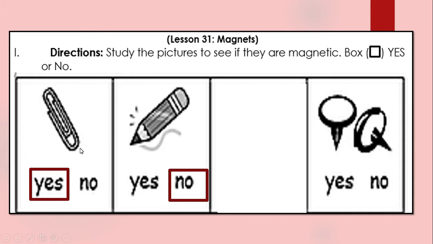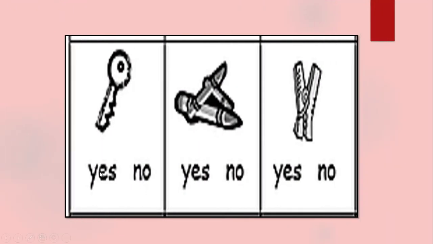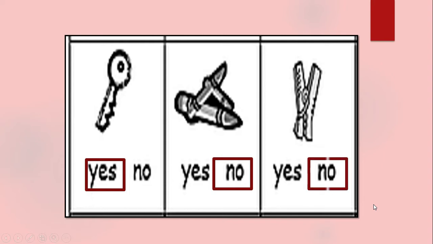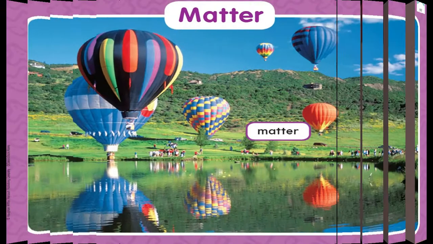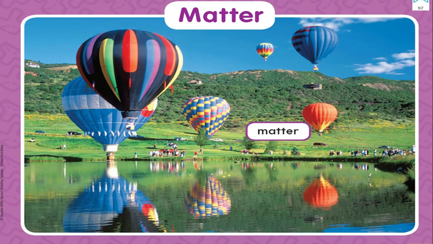It's non-magnetic. How about push pins? Yes, it is magnetic. How about the key? Yes, it is magnetic. How about the crayons? It is not magnetic. How about the peg? It is not magnetic. Now let's proceed to our next lesson, which is about matter.